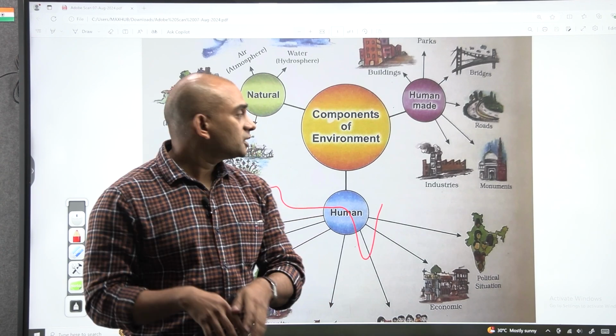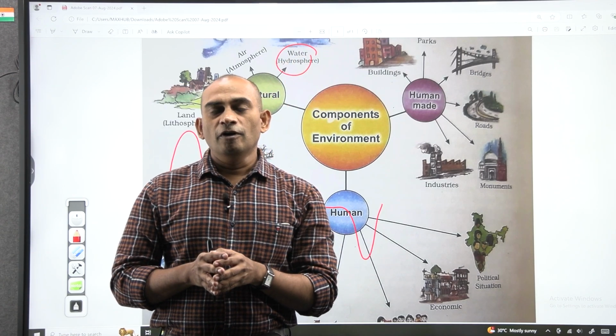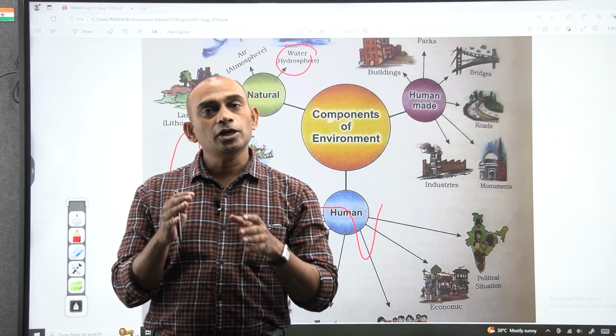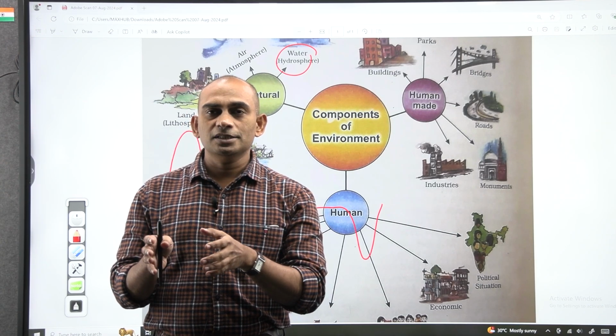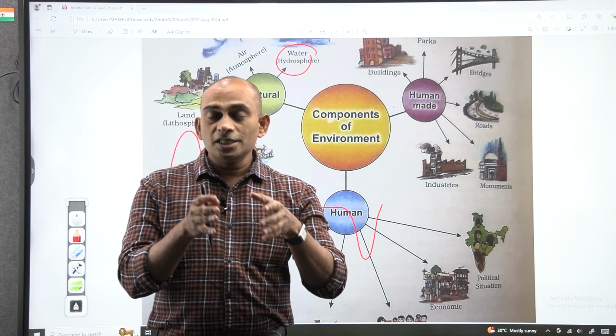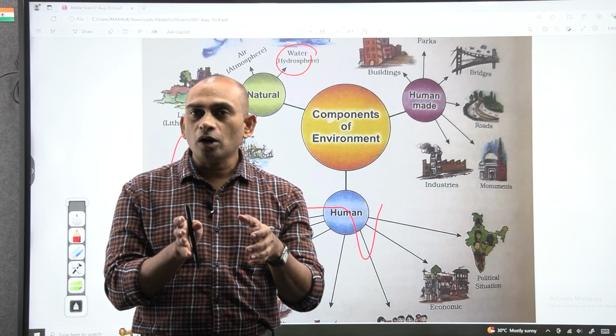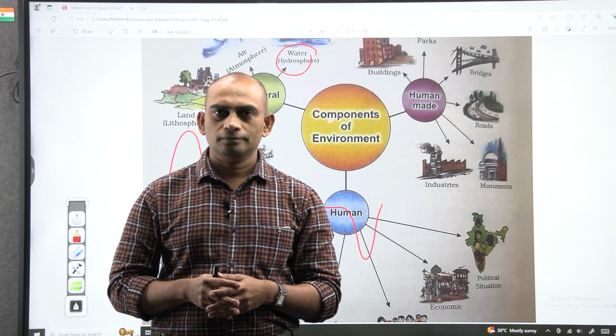Domain of water is hydrosphere. It comprises various sources of water and also water bodies like oceans, lakes, rivers, seas. And this hydrosphere, that means this water, is very much essential for living organisms.